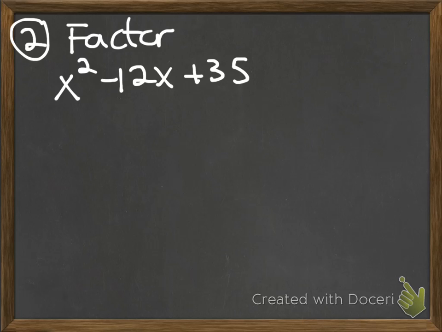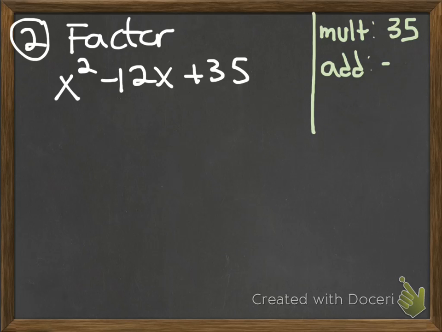Okay, let's do the same idea. Let's kind of do our work over here on this side. I need two numbers that multiply to the last digit, which is 35, and the two numbers have to add to the middle digit, which in this case is negative 12. So this is going to be a little bit trickier, maybe not too much, but let's think about it. What could those two numbers possibly be?